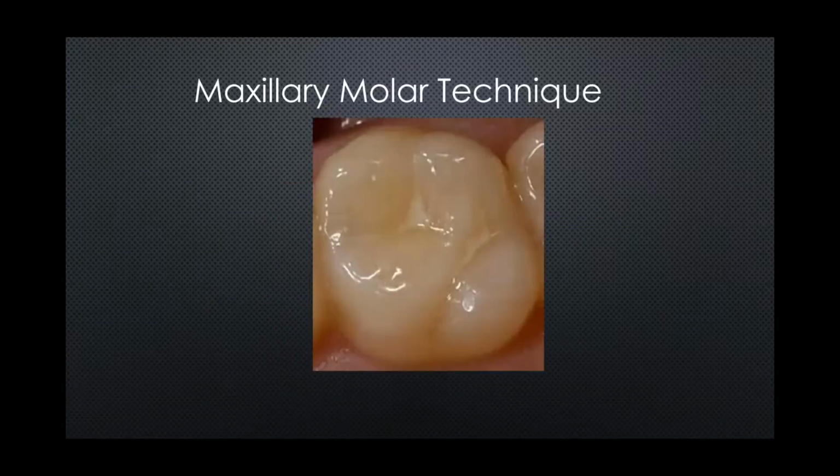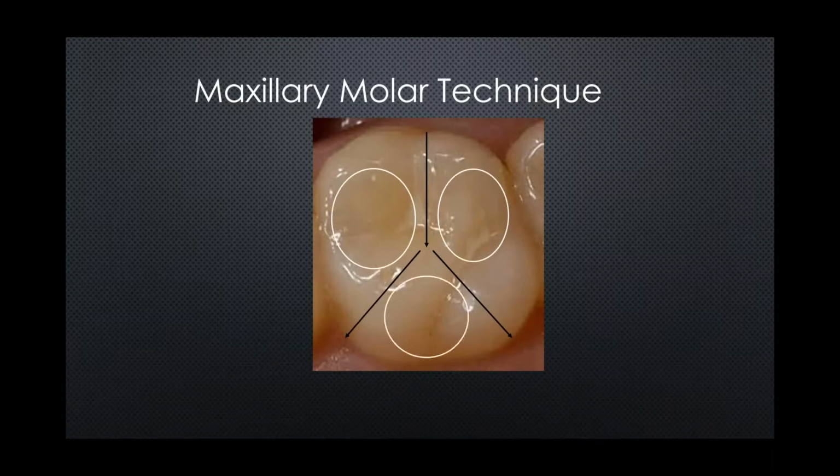Okay, maxillary molars. What we're going to do here is section starting on the buccal through the furcation, go about right to the central groove, and then veer off to the distal and veer off to the mesial, and we section like a peace sign. What are we doing? We're sectioning off the three individual roots and then treating them individually: divide and conquer.